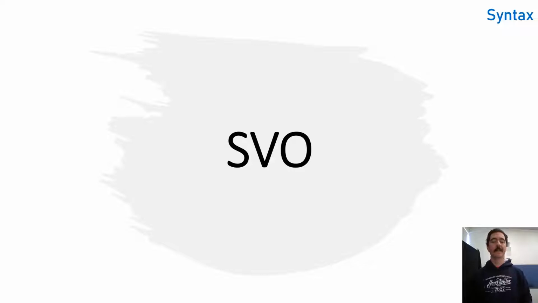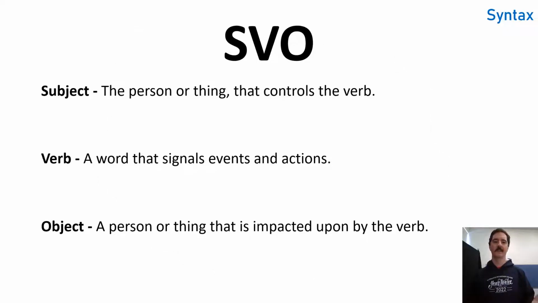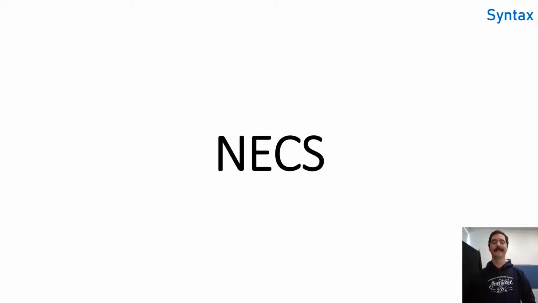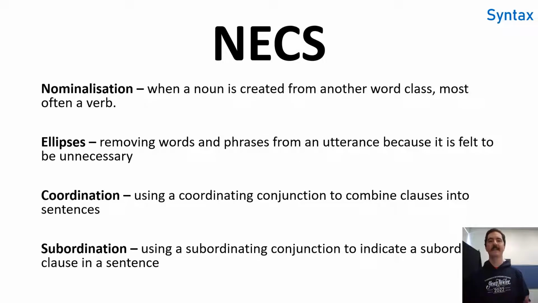So first, SVO is of course subject, verb, object. That's pretty straightforward, so I'm not going to define it. Okay, so we've got NECS, which is nominalization, ellipses, coordination, and subordination. So again, all syntactical things. Nominalization, basically you're replacing a verb with a noun, used very commonly in essay writing. If you're in mainstream English, that'd be something you'd be working on to develop your passive voice and to increase the complexity of it by making agentless passive voice in your sentences.